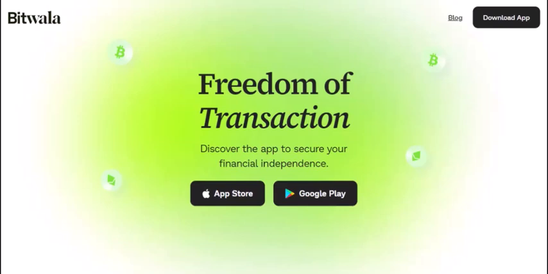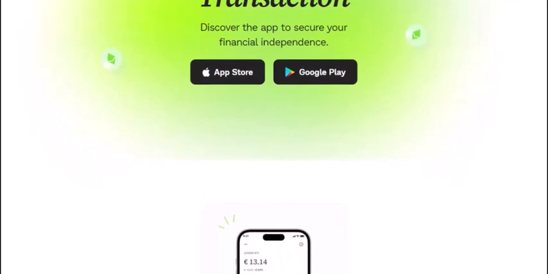Position sizing is crucial. Risk only a small percentage of your account per trade, typically 1 to 2%. Leverage should be avoided unless you have extensive experience, as bitwala supports margin trading but carries significant risk.